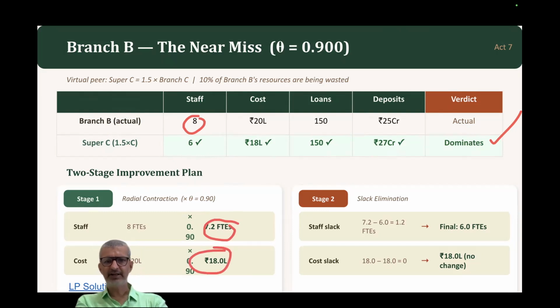Cost becomes 18 lakhs, and then we remove the slack here. How? 7.2 FTEs is what we are getting here, and branch C has 6, so 7.2 minus 6 is 1.2. So finally we get 6 FTEs, and if we reduce the cost slack, you don't have any change. So this is what happens here.